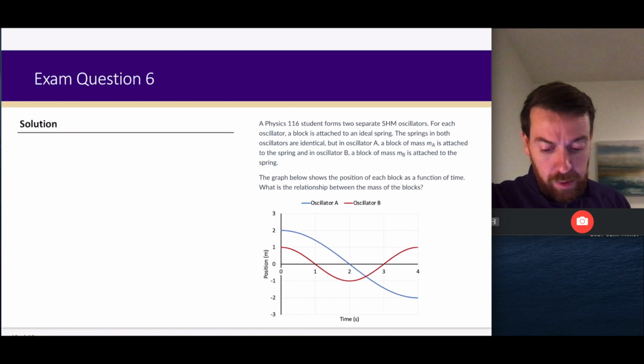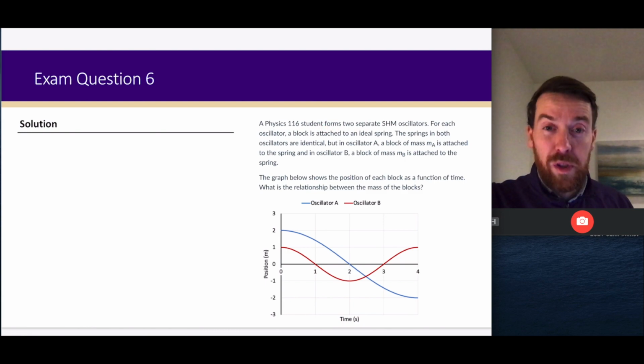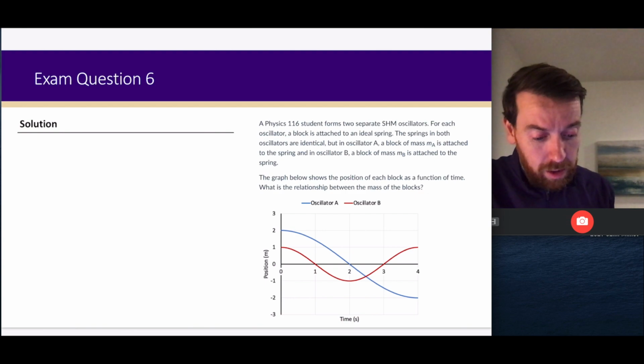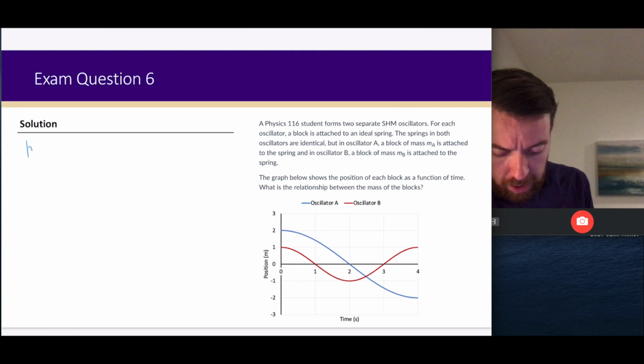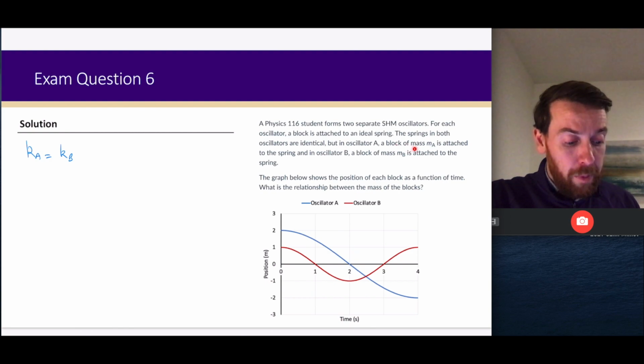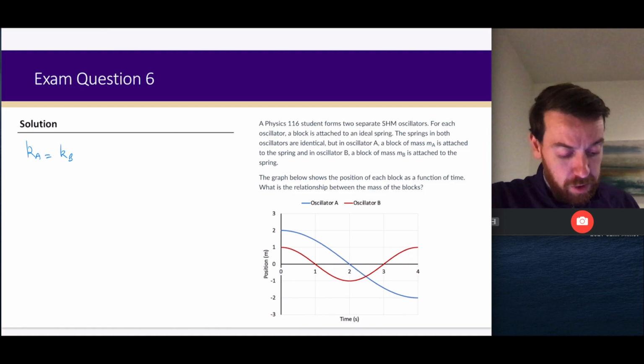So we've got a Physics 116 student who forms two simple harmonic oscillators. For each oscillator, a block is attached to an ideal spring. The springs in both oscillators are identical, so I can say that Ka equals Kb. In oscillator A, a block of mass Ma is attached to the spring, and in oscillator B, a block of mass Mb is attached to the spring, so the masses of the blocks are different.